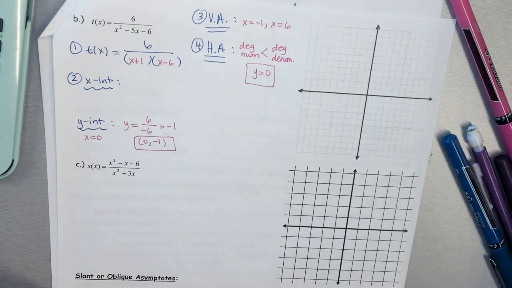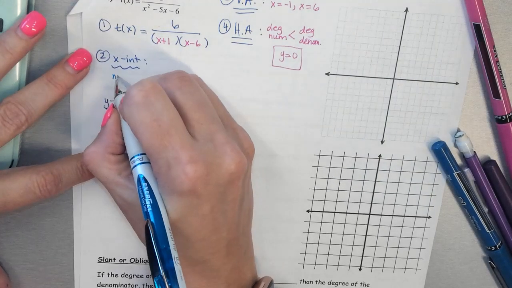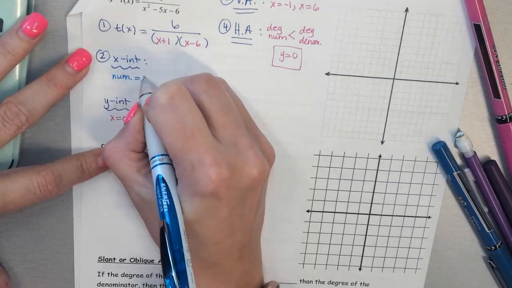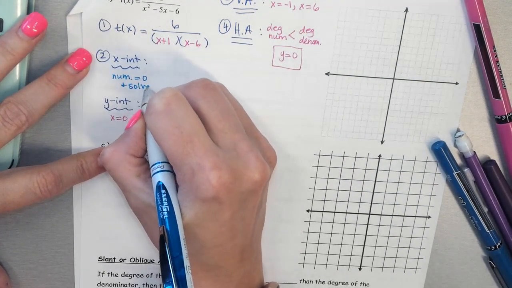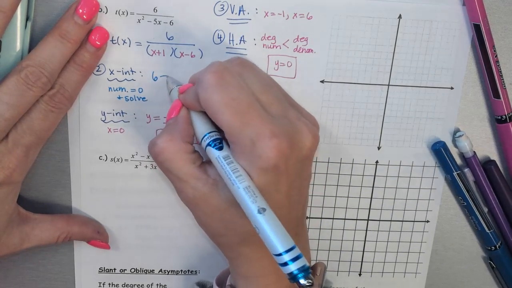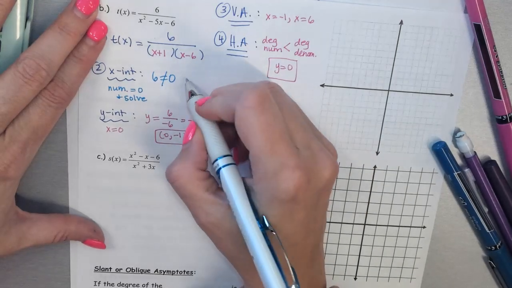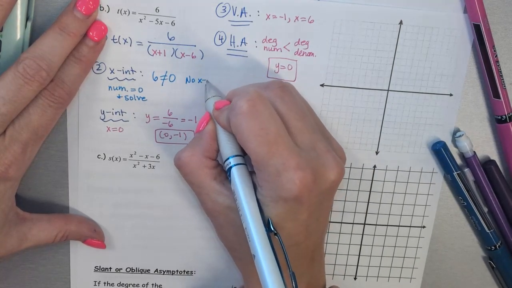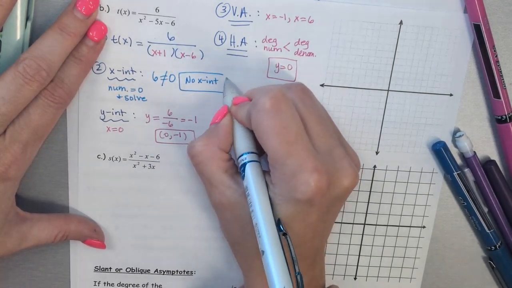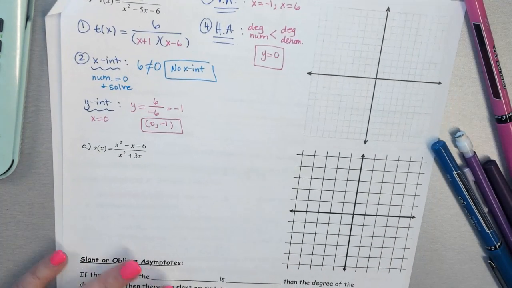Okay, the x-intercept, which I said we were going to do together, is where you set the numerator equal to 0 and you solve, right? They're the zeros of the numerator. But in this case, your numerator is just 6. So if you set that equal to 0, you can't solve for x. So when that happens, there is no x-intercept. Okay, no x-intercept in that case.